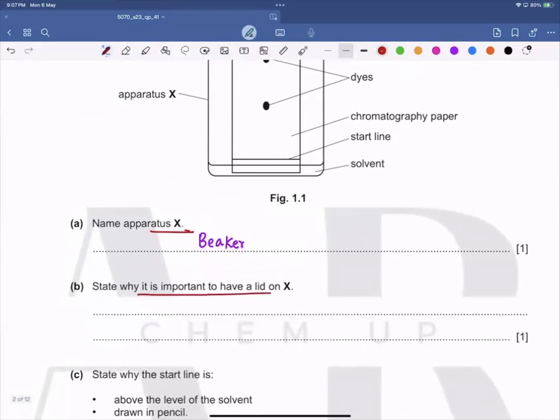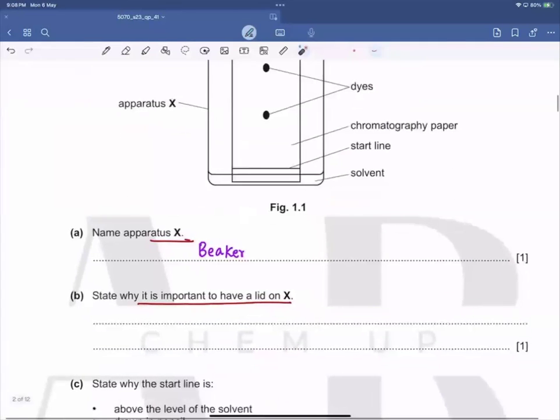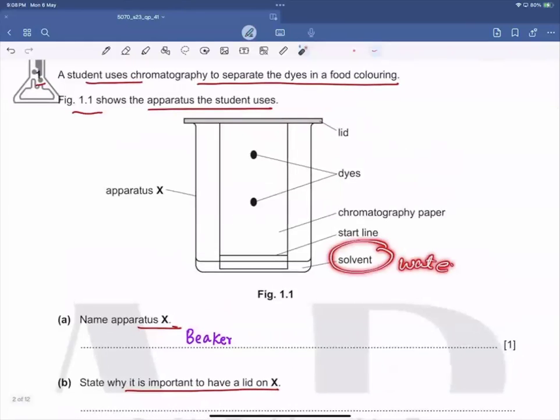State why it is important to have a lid on X. Whenever we put the lid, it means we need to prevent the evaporation of the solvent from the beaker. Sometimes there are organic solvents which are volatile and have a low boiling point. So if you don't put the lid on the top, then the solvent would evaporate, so you are not able to perform the chromatography properly. If the solvent is water, for example, then there is no need of a lid. But if the solvent is an organic compound which has a low boiling point, then this lid is mandatory.